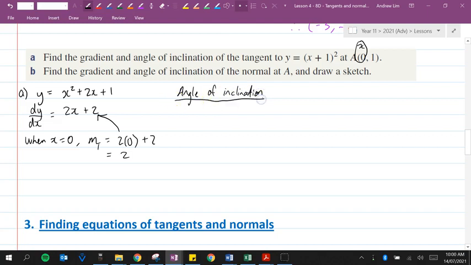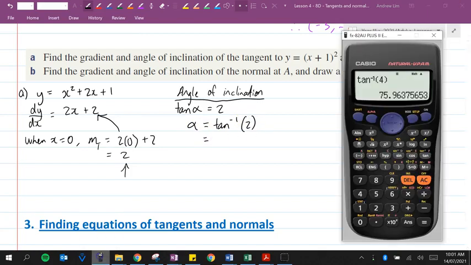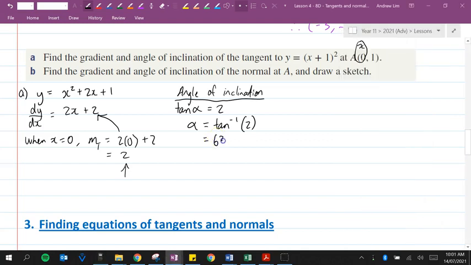In our very first lesson, we said that the gradient is actually equal to the tangent because it's just opposite over adjacent. So the tangent of the angle is going to equal 2 because that's what we worked out. So the angle therefore has to be arctan or inverse tan of 2. If we put that in our calculator, we get 63.4 degrees. That's to 1 dp.